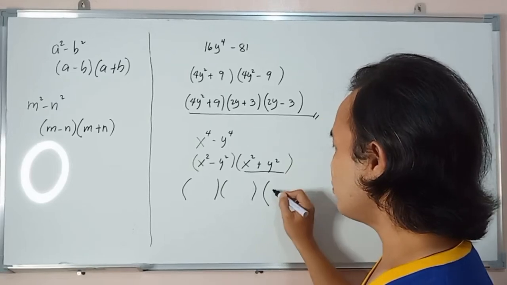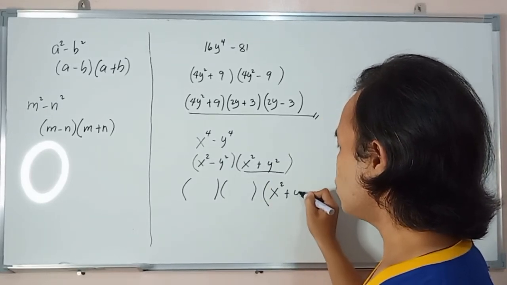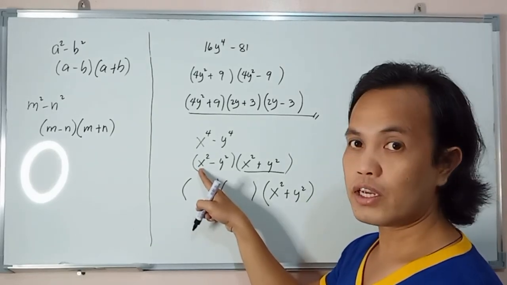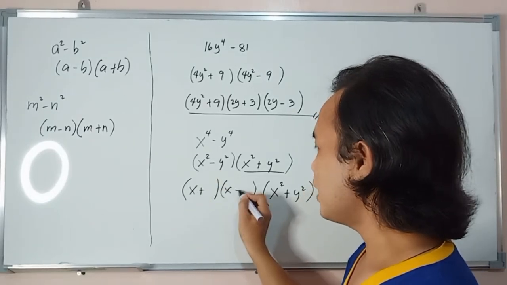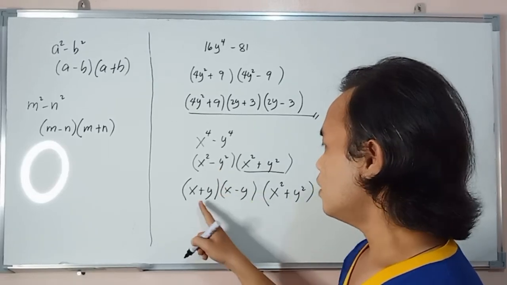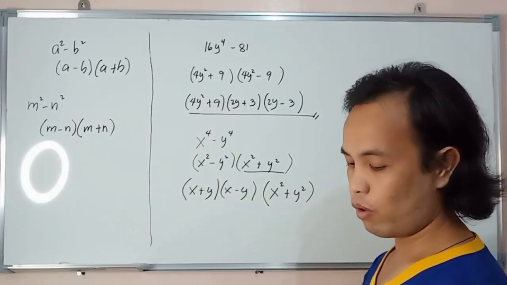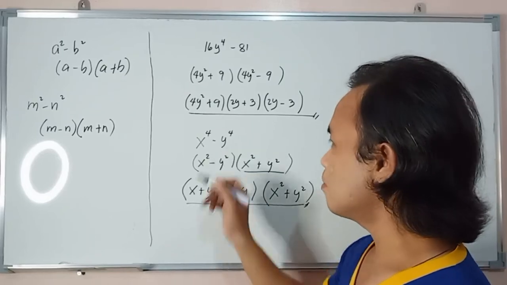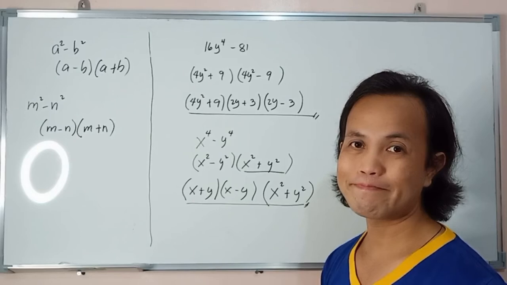So we copy these binomials because we cannot factor this out anymore. So we can write x squared plus y squared. So we factor out the square root of x squared is x. Then we have plus and minus. The square root of y squared is y. So we have x plus y times x minus y times x squared plus y squared. So these are now the factors of this binomial x raised to 4 minus y raised to 4.